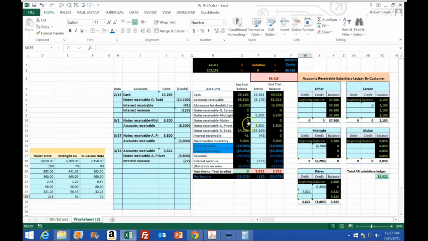And so then the notes receivable are going to be here for Privet. There's something in it again. I'm going to double click on it, go to the end of it. That needs to go to 0 because we put it back in the accounts receivable.